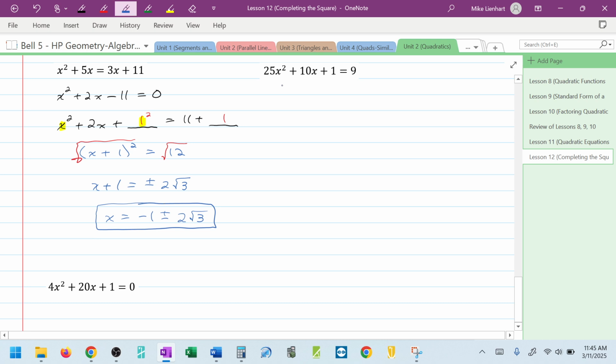Okay, I come over to this next one. Now, this next one, I notice right away there's an a value of 25. I don't want to do this by completing the square. I can, but I don't want to. It's going to be too messy. The one thing that's intriguing me, though, is over on the right side, I see a 9.